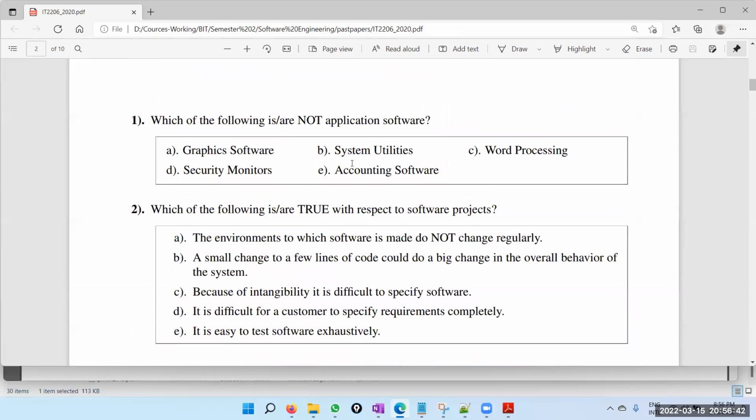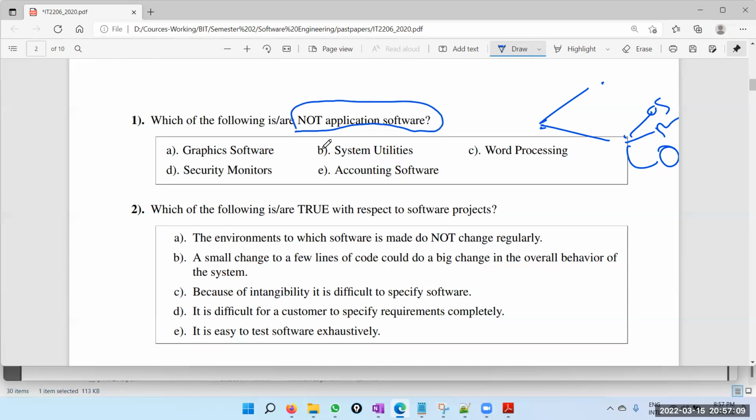Right. Question 1. Which of the following are not application software? So that must be an easy question. We remember we can subdivide it into system software and application software. System software involves the operating system, program translators, and other system utilities like disk defragmenters, security, network monitoring, etc. Not application software means system software. Graphic software, they are application. System utilities, they are not application software. Word processing, application software. Security monitors, they are sort of system utilities, right?